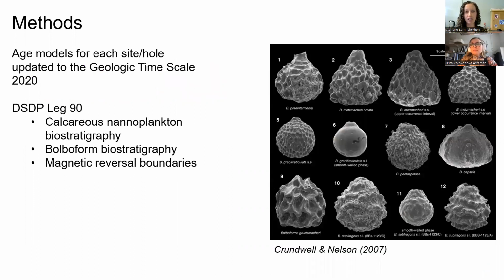So once we had our sites, I also had to update the age models for all of those sites, and I updated them to the Geologic Time Scale 2020. For DSDP Leg 90, we use calcareous nannoplankton biostratigraphy to form the age models. We also use bolboforms biostratigraphy. That was really important in the Miocene sections. So Martin Crundwell and his colleagues at GNS have been implementing a lot of bolboforms and calibrating their ages for use in biostratigraphy. And then some of the sites have magnetic reversal boundaries, so we incorporated those where we could.